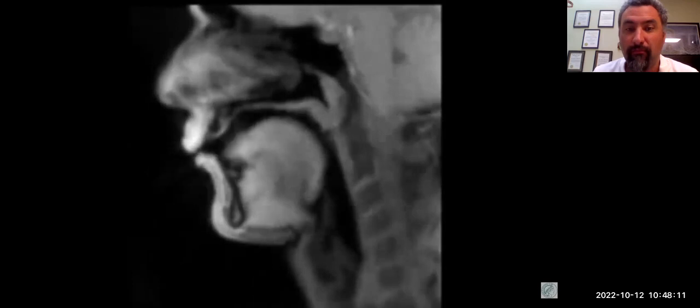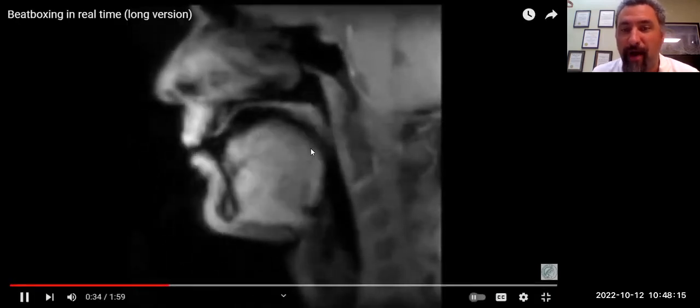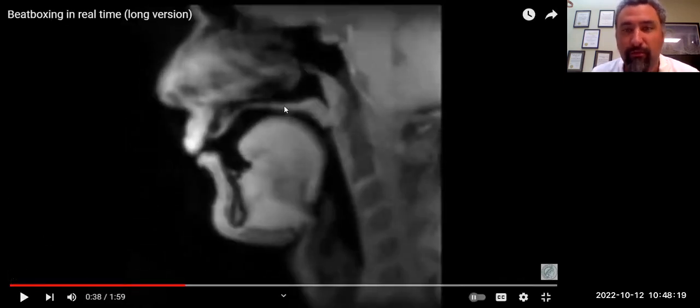Look at the movement in the brain back here. Look at that pulsation that he's creating by his vocalization. All right, this is from the Max Planck Institute. All right, this is freaking cool. And then here's another one. Last but not least.